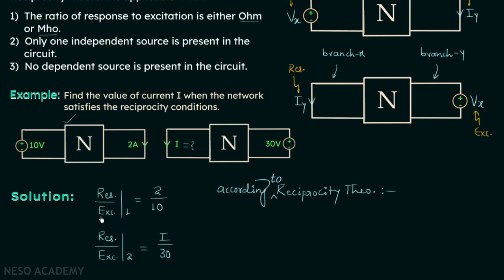the ratio of response to excitation will remain the same, and therefore 2/10, which is 1/5, will be equal to I/30. From here we will have current I. It is equal to 6 amperes. This is our answer. So I hope this example problem was clear to you, and you understand how we have used reciprocity theorem to find out current I.